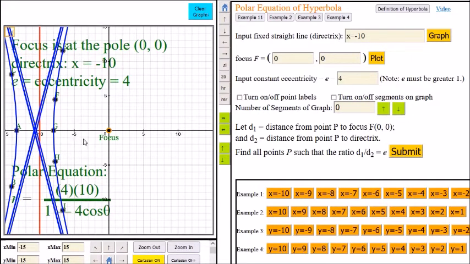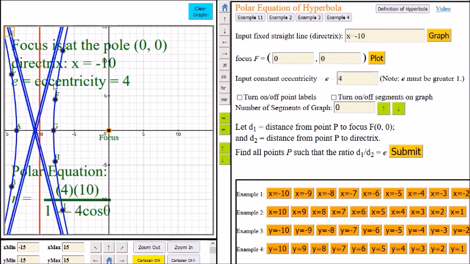And so here we have a hyperbola where the directrix is x equal to negative 10. And we have chosen the eccentricity to be 4. And to generate the points for the hyperbola, it has to be like this. The distance from the point to the focus divided by the distance from the point to the directrix must equal 4. And so we pick this point, then the distance from this point to the focus divided by the distance from the point to the directrix must equal 4.